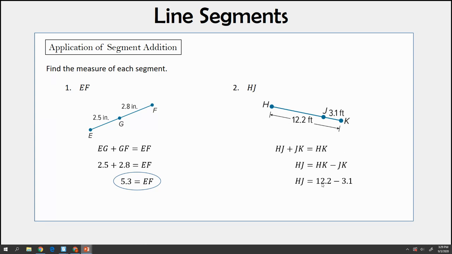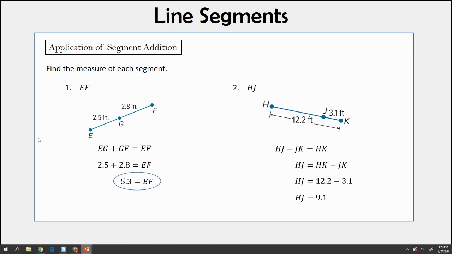And then I substituted. Okay, H to K is 12.2. J to K is 3.1. I now know HJ is going to be equal to the difference of these two values. So HJ is going to be 9.1. Okay, so I could have substituted the numbers here and then done the subtraction. I got to the same place, but I did the subtraction with some variables up here, and I'm going to get the same result. Okay, so that's a little bit of segment addition.